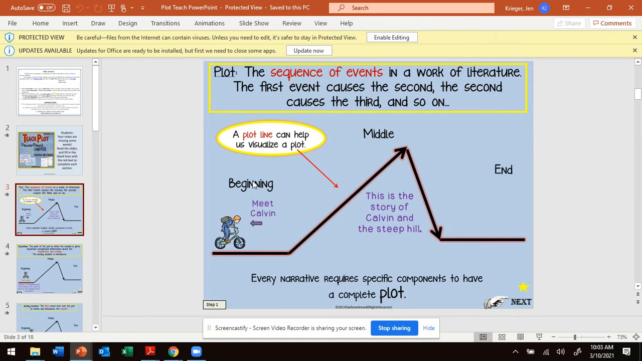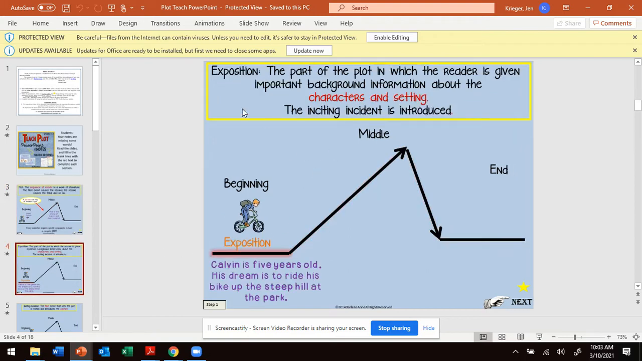Okay, so the beginning, we've got a boy named Calvin. So in the beginning of a story, we meet Calvin, the main character. Okay, in the middle, this is the story of Calvin and the steep hill. Let's continue along. So we can either say in the beginning, it's the exposition, that's a fifth grade word, or an introduction. That's the part of the plot in which the reader is given important background information about the character, in this case, Calvin, and the setting.